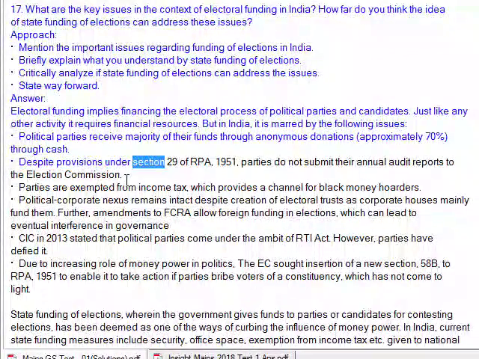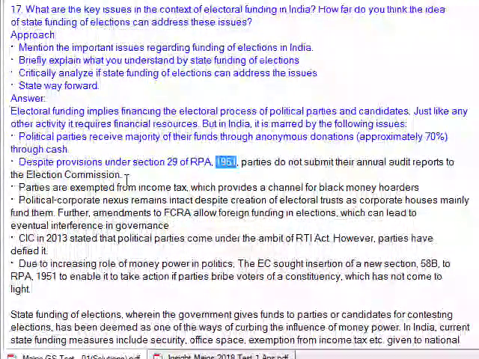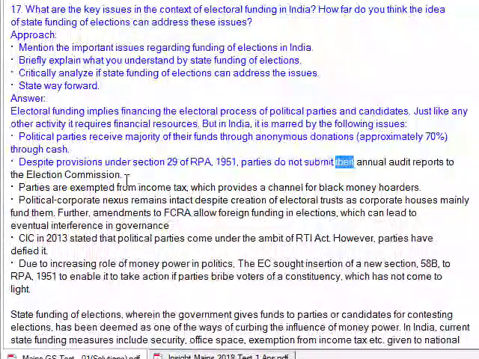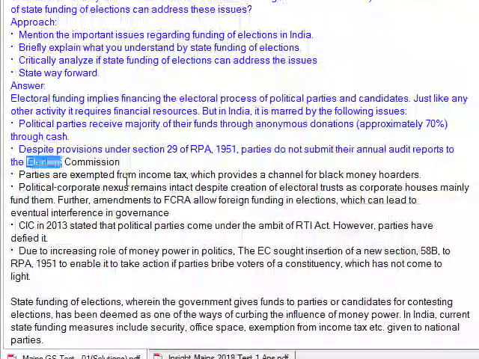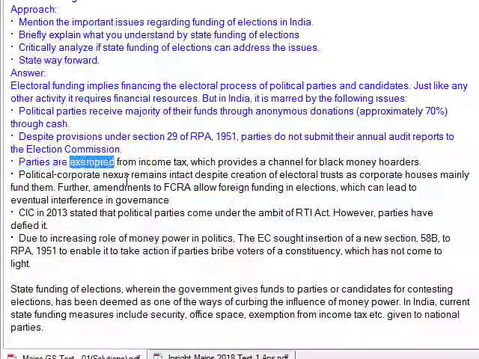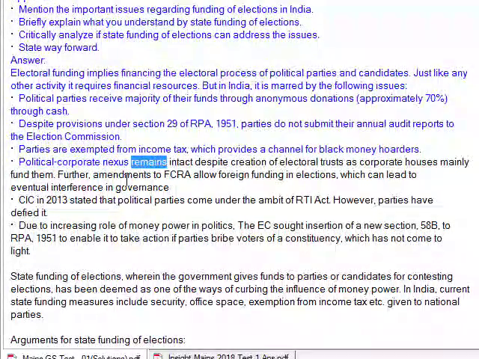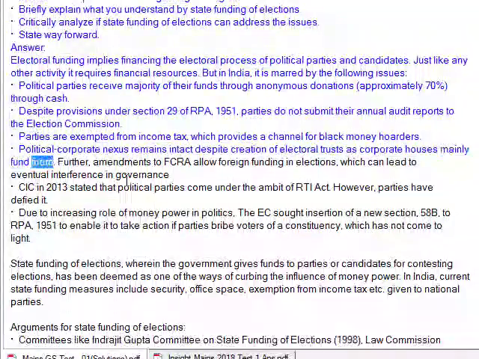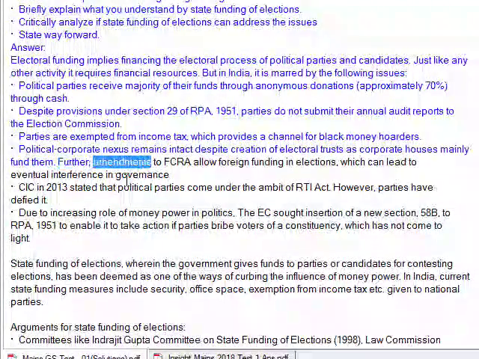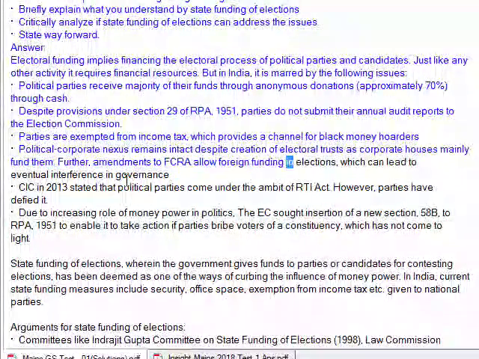Despite provisions under Section 29 of RPA 1951, parties do not submit their annual audit reports to the Election Commission. Parties are exempted from income tax, which provides a channel for black money hoarders. Political corporate nexus remains intact despite creation of electoral trusts as corporate houses namely fund them. Further, amendments to FCRA allow foreign funding in elections.